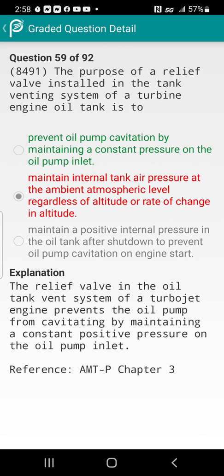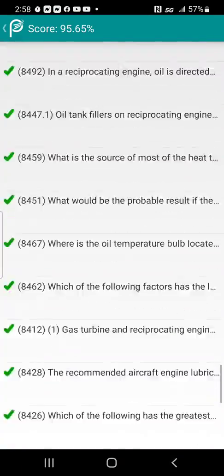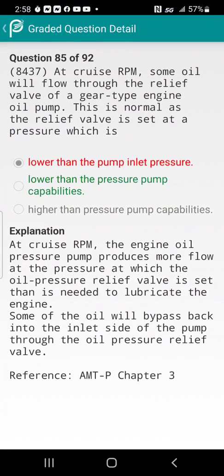Some oil flows through the relief valve. This is normal because the relief valve is set to a pressure which is lower than the pressure pump's capacities.